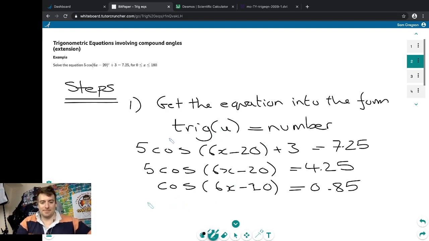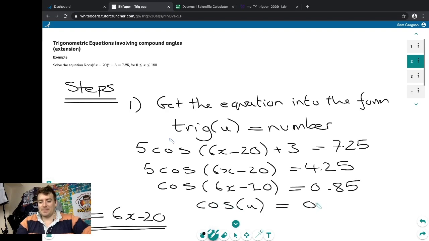So this is the part where I was having a bit of trouble. I wasn't really too sure about the next step. Right. So once you have the stuff in the brackets, 6x minus 20, we can just call it u. So u equals 6x minus 20. We can just assume this. We can change the equation into something easier to solve. So what would the equation be now? You'd now have cos of u equals 0.85. And we're going to solve this equation.